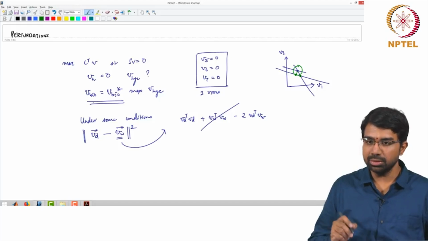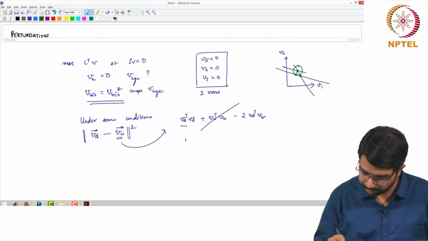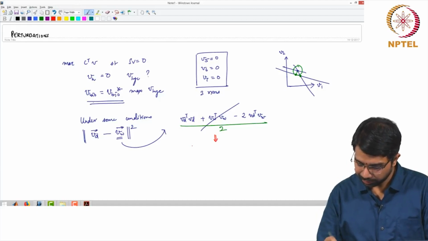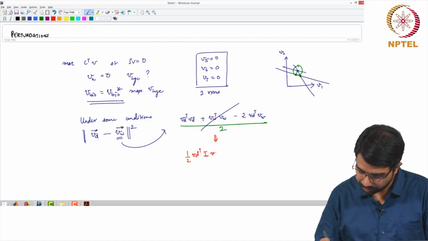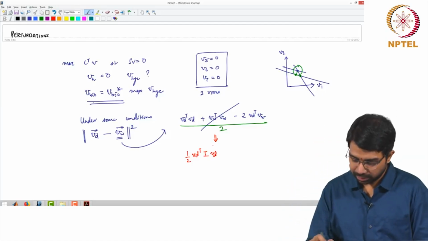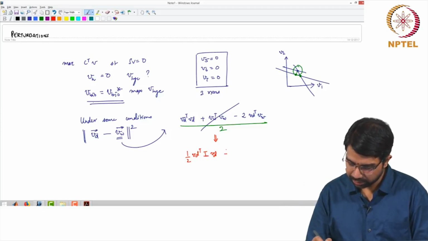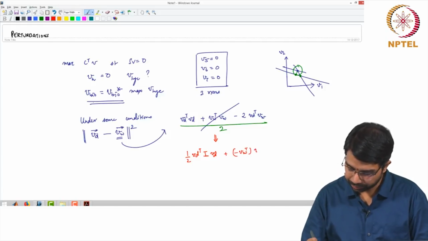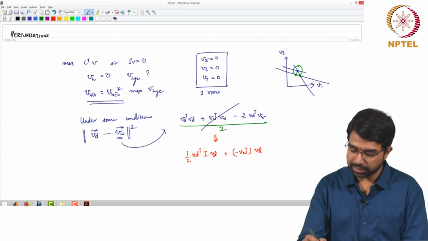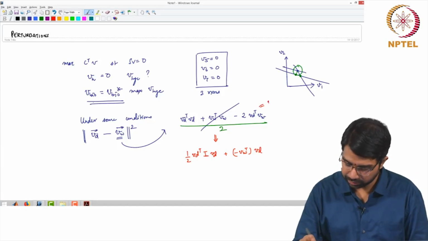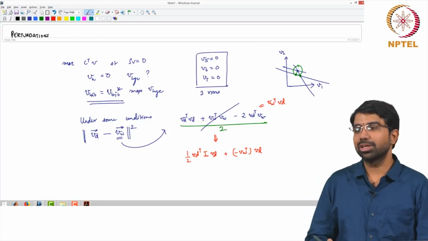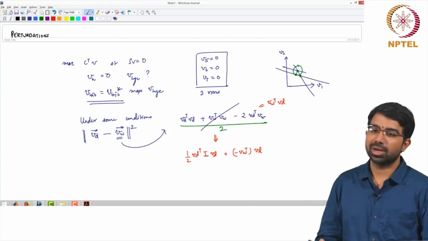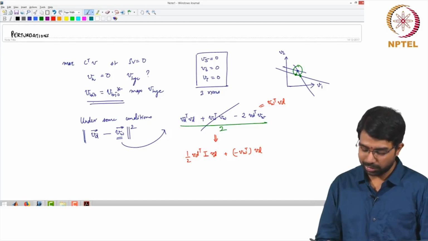And what does this translate to? I will just write it a little differently. Let us just divide by 2 and this will give us half VD transpose I VD. I am just putting the identity matrix in between, minus VW transpose into VD. I could have written this anyway, right. So, why am I writing it in this form? I am trying to bring it to the canonical QP form, the quadratic programming formulation, right.